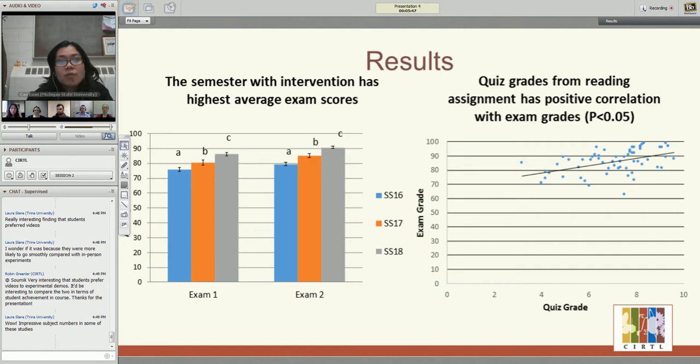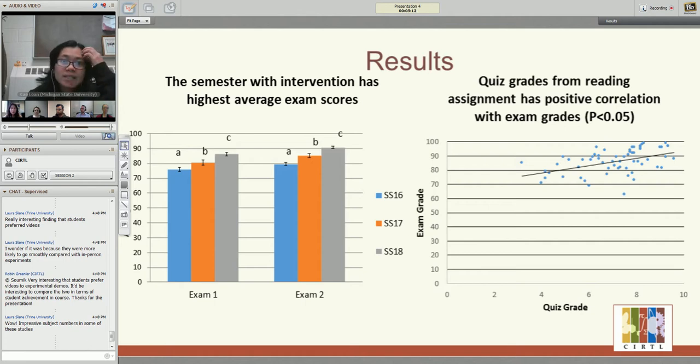So here's the result of the project. The chart on the left shows the average score of exam 1 and 2 in 3 semesters. The blue one is 2016, the orange one is 2017, and the gray bar is 2018. The result shows that the spring semester of 2018 with the intervention has higher scores, which were 86 for exam 1 and 90 for exam 2.